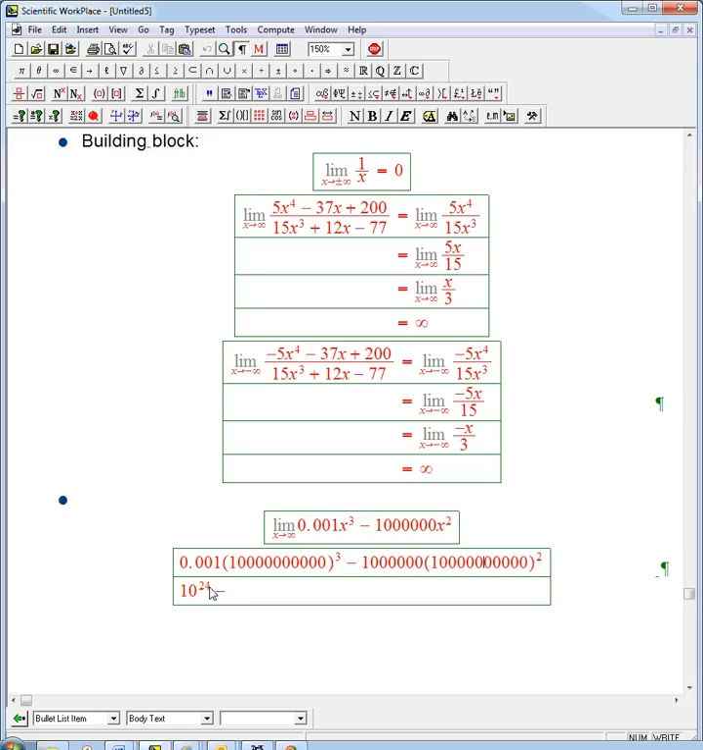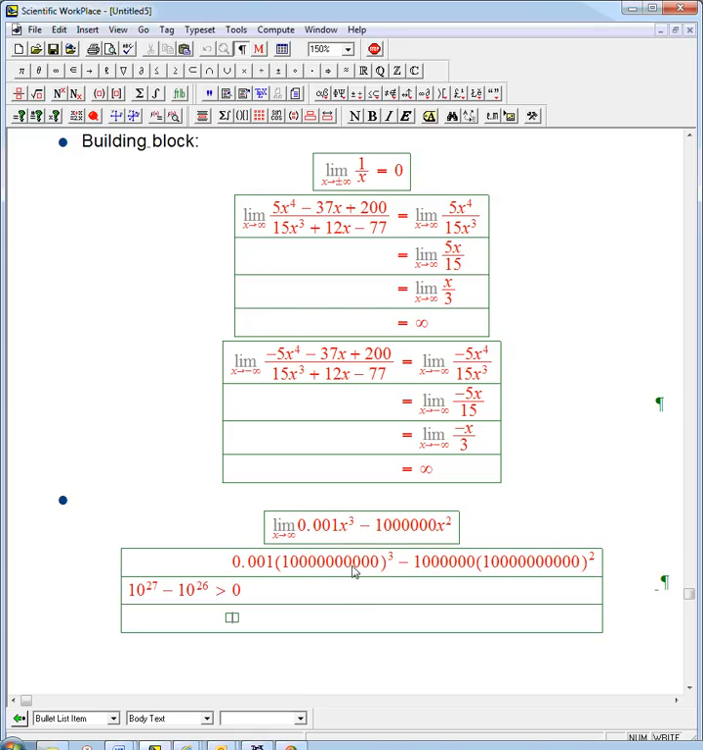Let me put in one more zero here. So this is going to be 10 zeros cubed. That'll be 30 zeros, but then I'm just dividing it by 1, 2, 3. So that's 10 to the 27th. This guy is 26 zeros. 10 to the 26th. Okay. That's positive. What happens if I put in more zeros here?